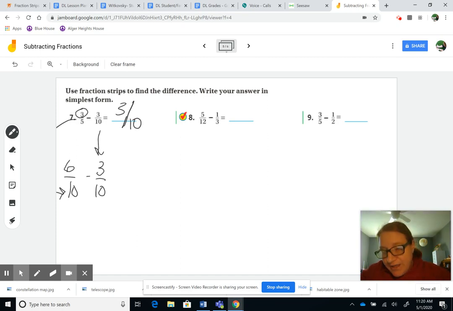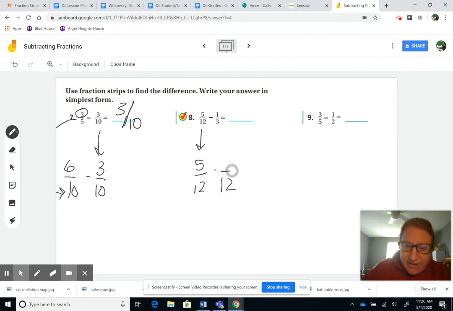If you count by 3s, 3, 6, 9, 12, you get to 12. So we don't need to change 5/12. We're going to keep that the same. 5/12 minus, now we're going to change the 1/3 to a fraction that has 12ths as a denominator. So how do you go from 3 to 12? 3 times blank equals 12. It's times 4. So 3 times 4 is 12.